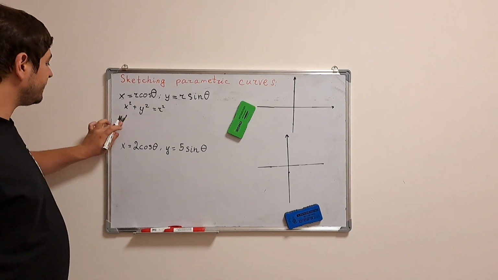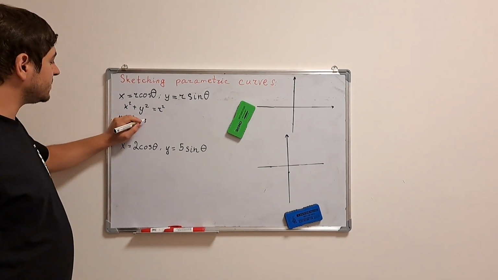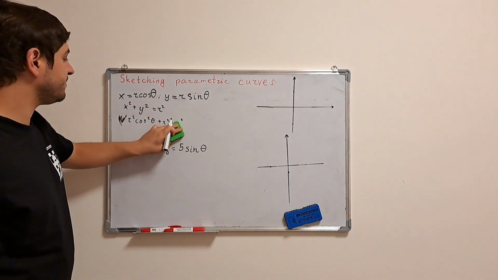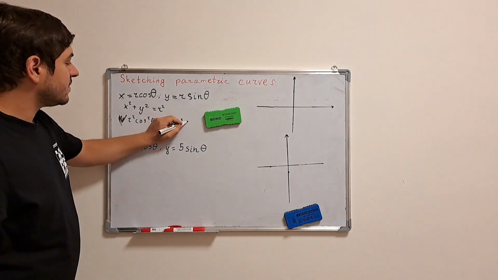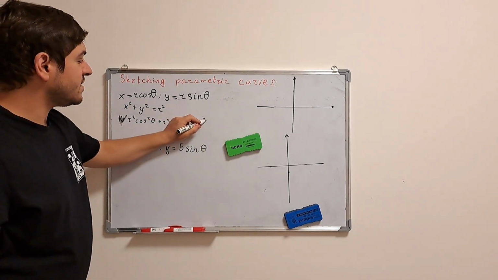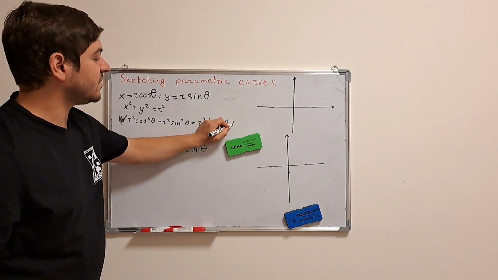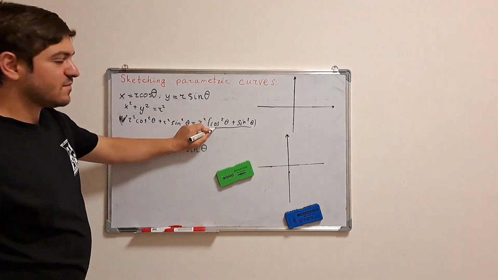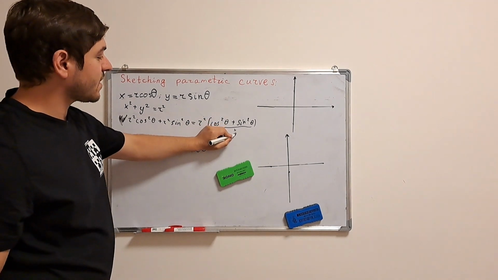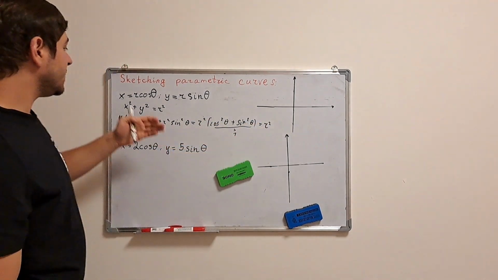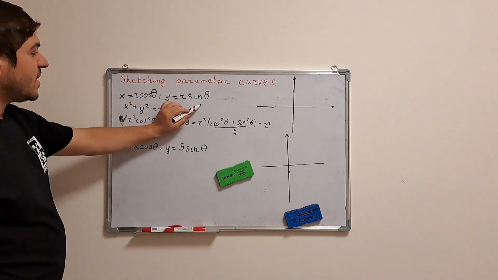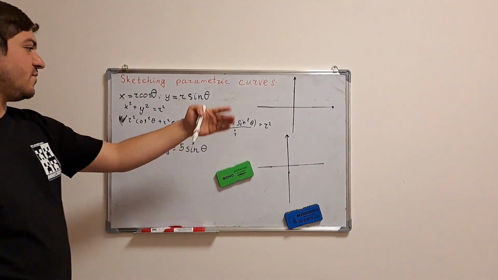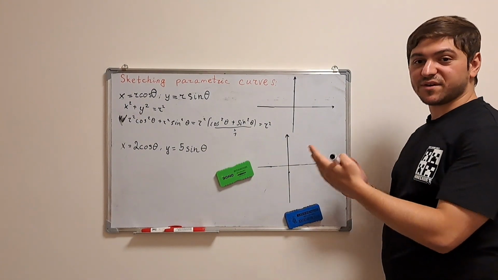So I will now have r squared cosine squared theta plus r squared sine squared theta. And now let's factor out r squared. So we will be left with cosine squared theta plus sine squared theta, which, as we know from trigonometry, will be equal to 1. So we'll be left with r squared. So basically, the following parametric terms will give us a circle with radius r.